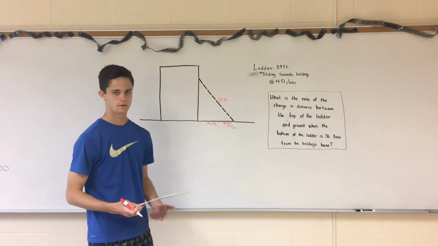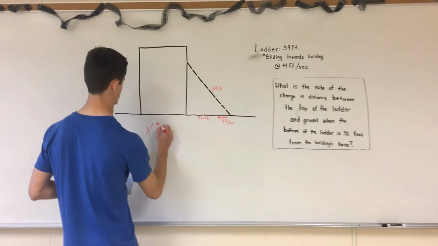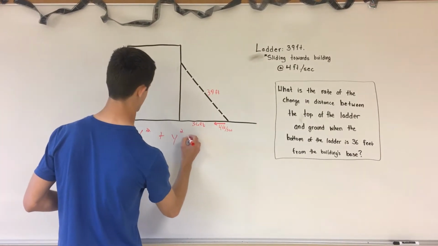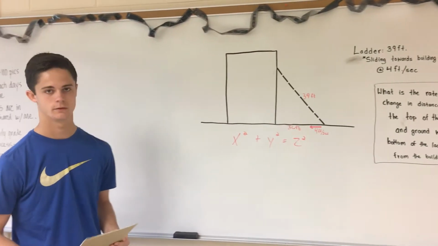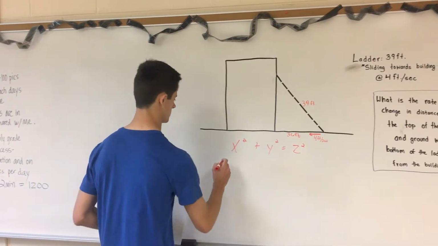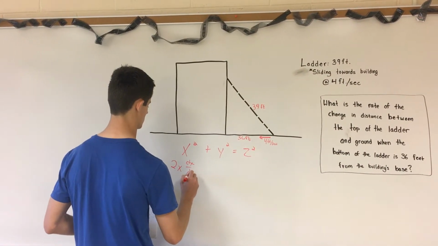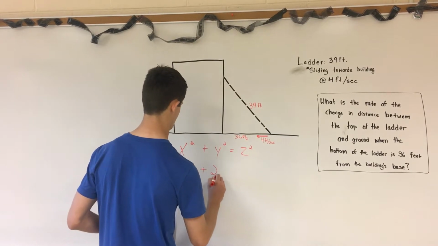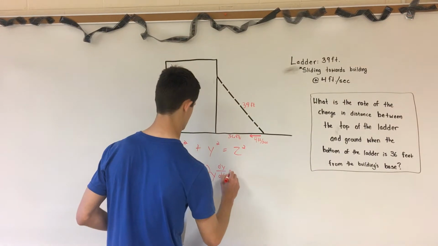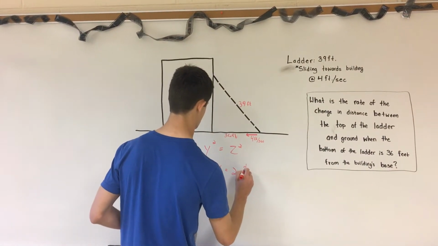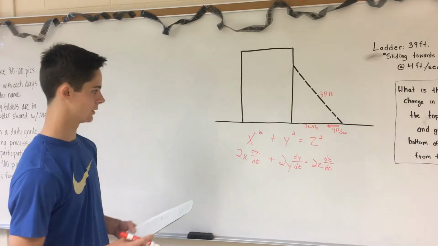Alright, so to solve this problem, we're going to use the Pythagorean theorem. So you can start out with x squared plus y squared is equal to z squared. And then you're going to want to take a derivative with respect to time. So it's going to be 2x dx/dt plus 2y dy/dt equals 2z dz/dt.